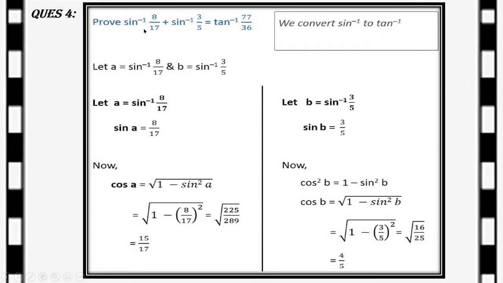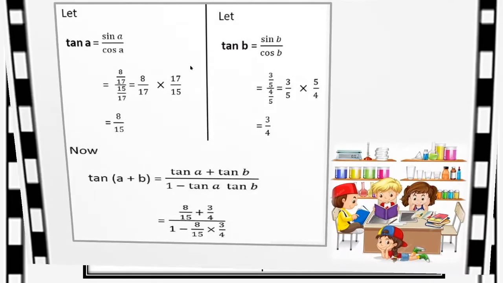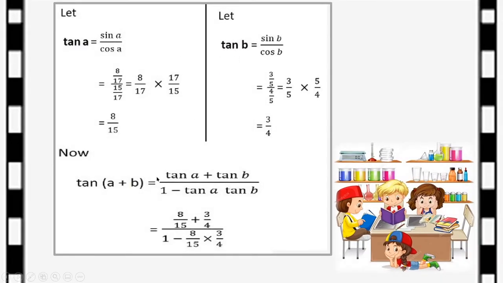Question number 4. Sine inverse 8 by 17 plus sine inverse 3 by 5 is equal to something in tan inverse. Here we have to prove something in tan, so it's better to convert these two terms in the form of tan. So here we can do it in two ways. First thing, we can assume the first term as A and second term as B, and then by applying this property we can find out the value of cos A and cos B. Then write down in the form of tan A and tan B and then apply this formula and calculate.